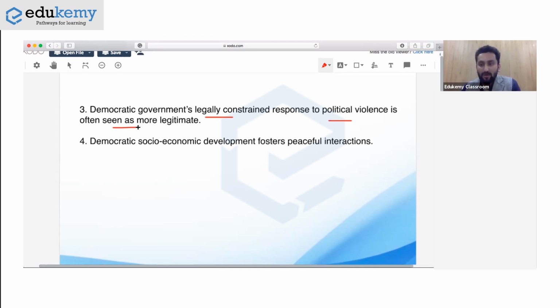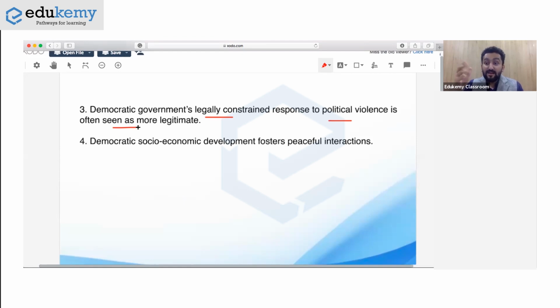Means if Kim Jong-un is showering water cannons over some protesters, then the media of other countries is going to escalate the matter further, because legitimacy is less. Using political violence also has some kind of legitimacy, but Kim Jong-un won't be having that kind of legitimacy. China won't be having that kind of legitimacy. But the Indian government doing this may have certain legitimacy because it is chosen by people, right?